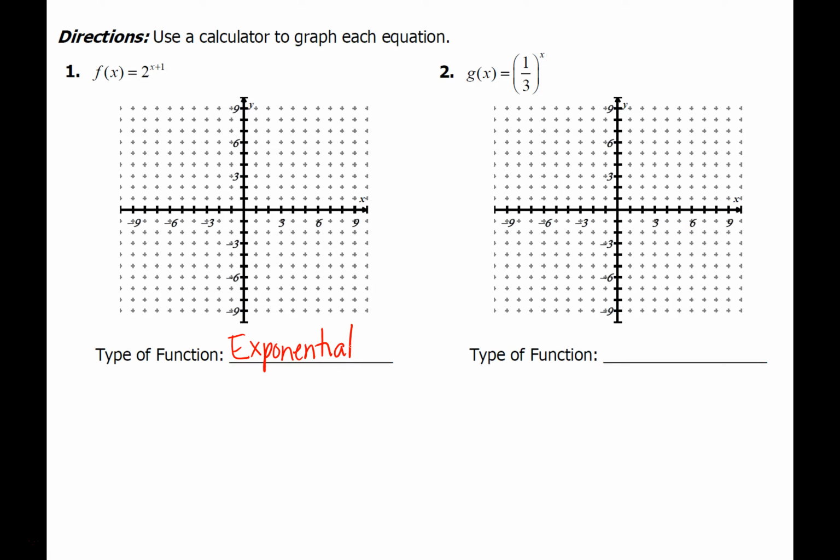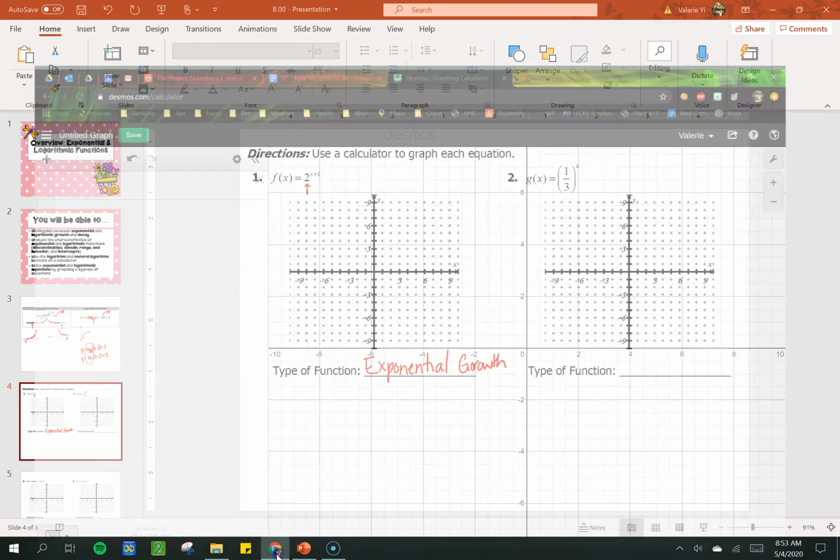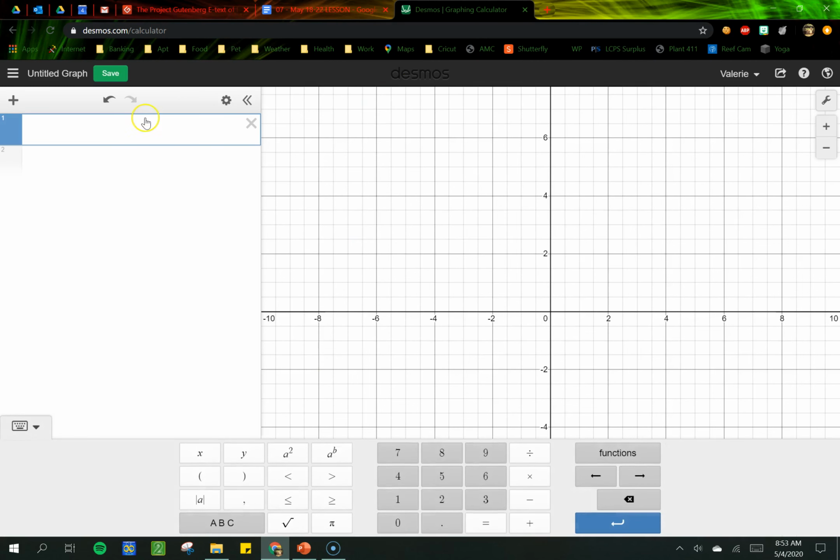And because the b value, that's the 2, that's the base, is a number larger than 1, this is going to be an exponential growth. And that means we're going to have an increasing line when we graph it. So let's go ahead over to Desmos and graph this function.